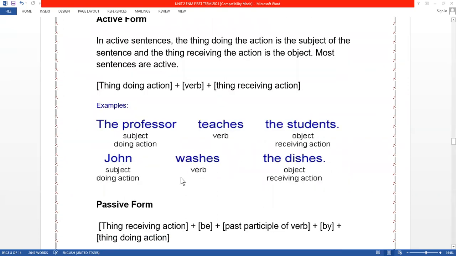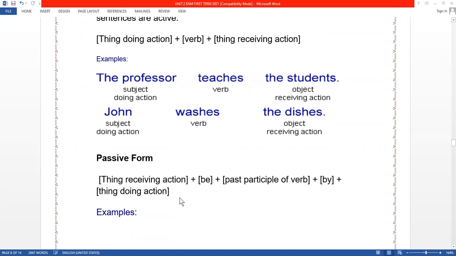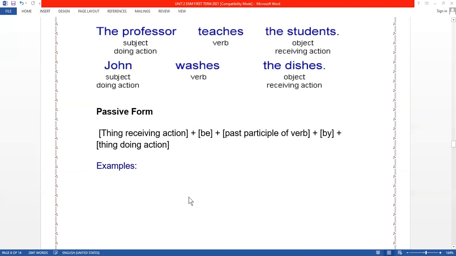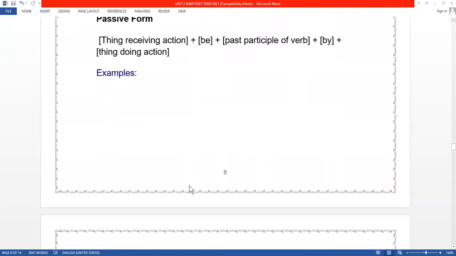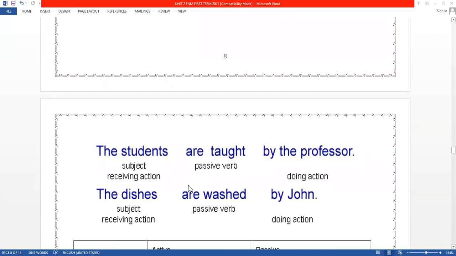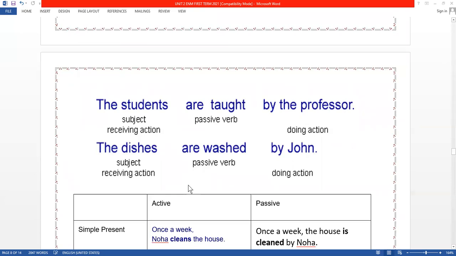For example, the professor teaches the students. This is an active sentence. John washes the dishes. John is the subject, washes is the verb, the dishes is the object of the sentence. The passive form: the thing receiving the action plus verb to be in the relevant tense plus past participle of the verb, plus by if we see that the subject will add to the meaning of the sentence. So the students are taught by the professor. This is a passive sentence. The dishes are washed by John.